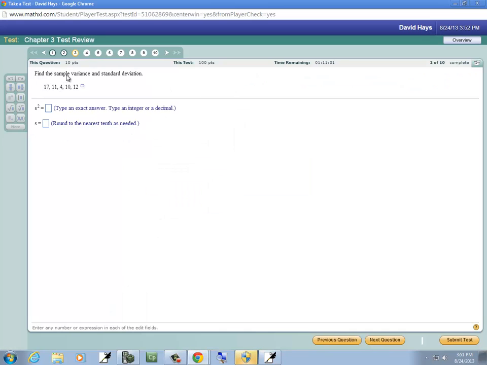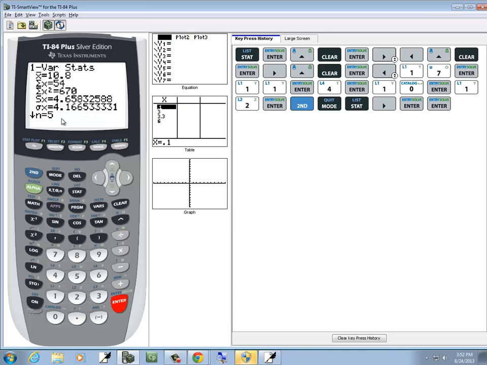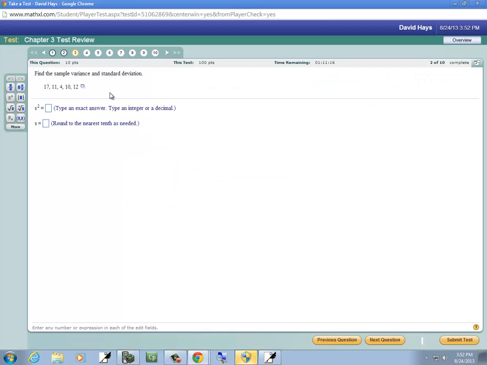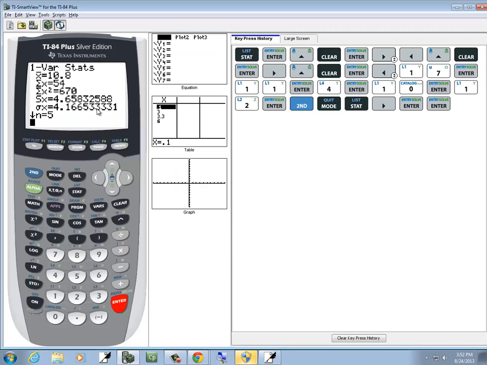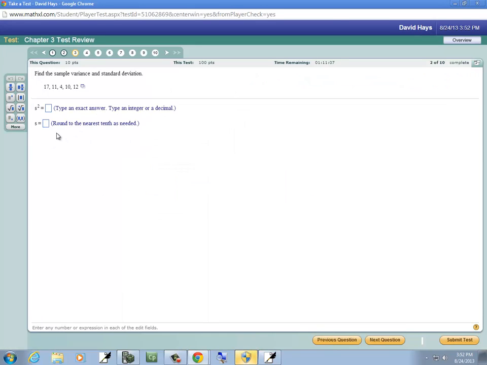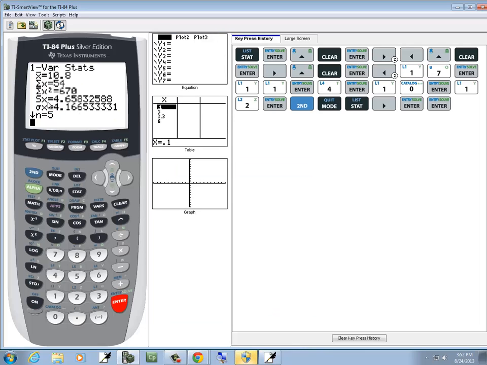Okay, now it's asking for sample variance and sample standard deviation. I can go down here and do sample standard deviation first. You see how Sx is 4.65832588? The Sx right here, that's your sample standard deviation. And round to the nearest tenth. Okay, tenth. So that would be 4.7. Now for S squared, we want to square the Sx.